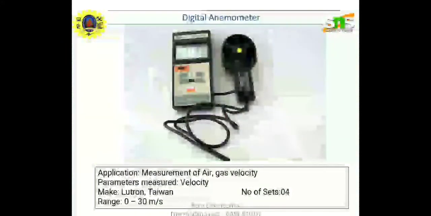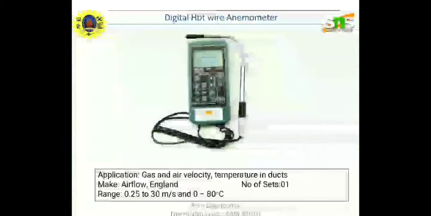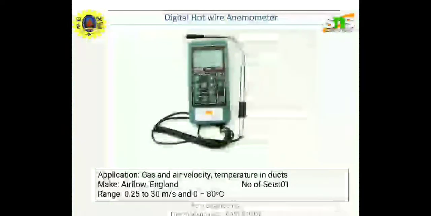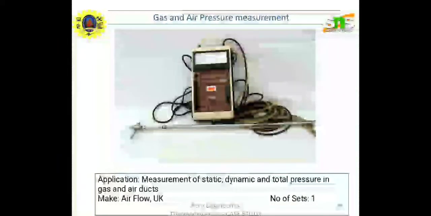It's the digital anemometer. It's made by Lutron, Taiwan. The range is 0 to 30 meter per second. Application is measurement of air and gas velocity. Next, the digital hot wire anemometer. Application: gas and air velocity will be measured. It is made in England, and the range is 0.25 to 30 meter per second. It's a gas and air pressure measurement, of static, dynamic and total pressure in gas and air ducts.